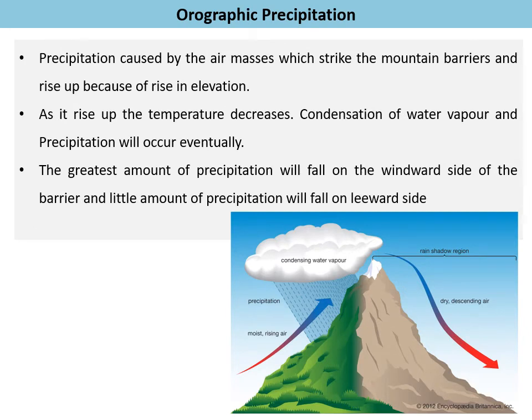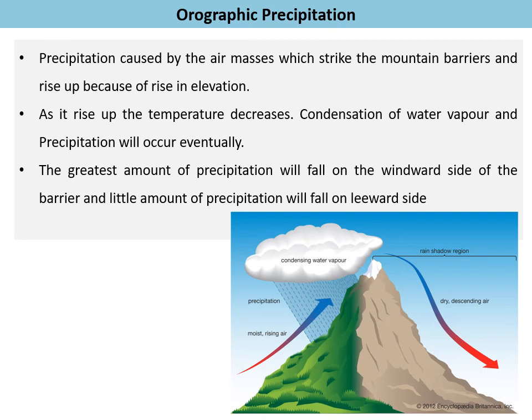Now let's talk about orographic precipitation. In this type of precipitation, it is the mountain barriers which are responsible for the formation of rain. What happens here is that the air masses strike the mountain barriers and rise up because of the elevation of the mountain.